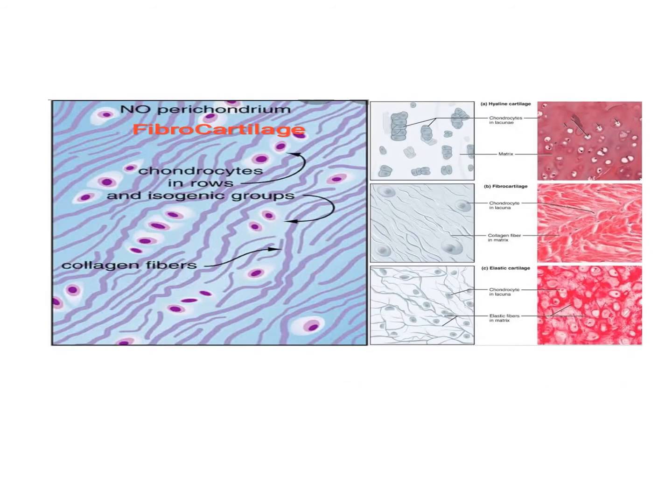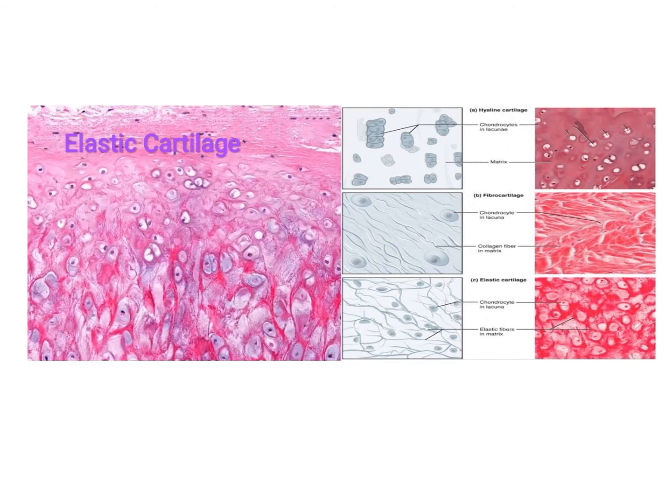Fibrocartilage consists of densely packed, heavy-looking collagen fibers and has chondrocyte cells and lacunae. Fibrocartilage acts as a shock absorber that resists compression. It is the toughest form of cartilage, and this is the one which makes up the discs of the spine and the meniscus in the knee joint.